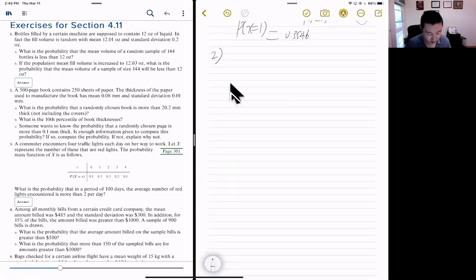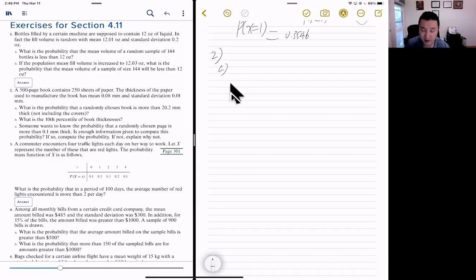Question number 2 here. We have a 500-page book that contains 250 sheets of paper. The thickness of the paper has a known mean value and standard deviation. Part A: what is the probability a randomly chosen book is more than 20.2 millimeters thick, not including covers?